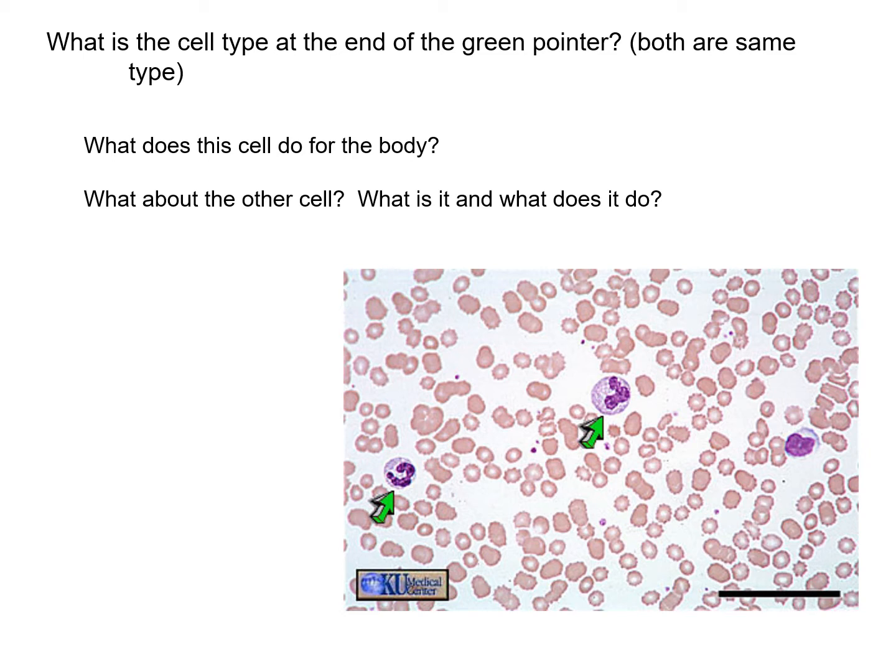Are those neutrophils? Those are neutrophils, yep. What about the other immune cell? That's a monocyte. Now what do they do? Phagocytize for the monocyte. Well, actually both are phagocytic cells, and they are part of your non-specific immunity.